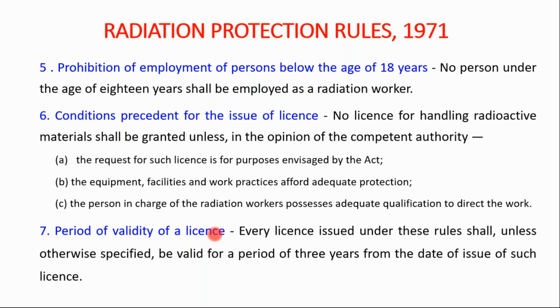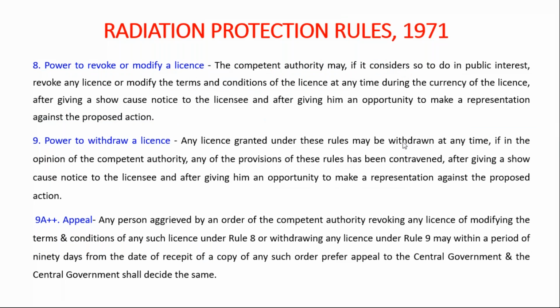Then rule number 7 is related to the period of validity of a license. So normally it is for 3 years. The license is valid for 3 years. Then rule number 8 is related to the power to revoke or modify a license.